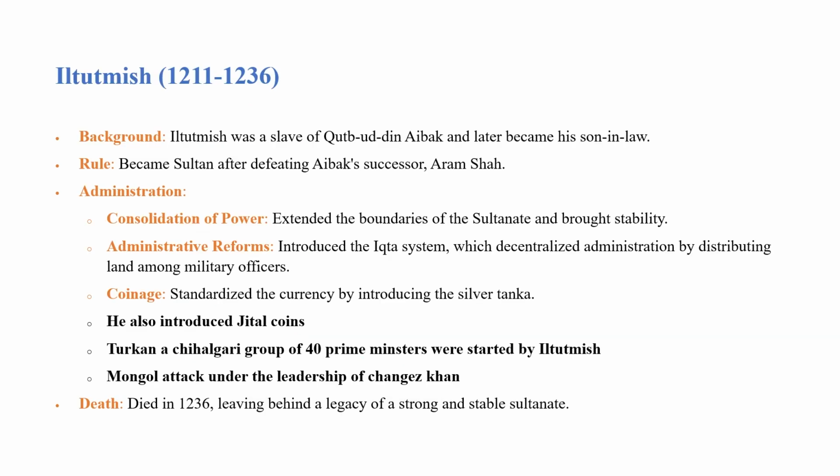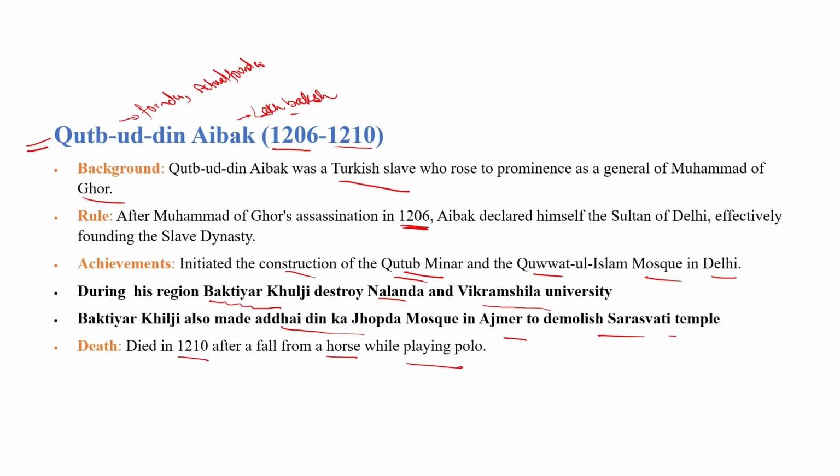After his death, his son Arham Shah became the next ruler, but as Arham Shah was not very powerful, he was very weak, so the generals removed Arham Shah as king and made Iltutmish the next ruler. So Qutbuddin Aibak died in 1210.